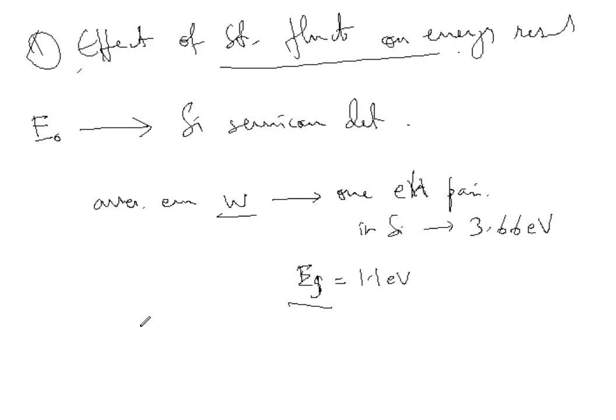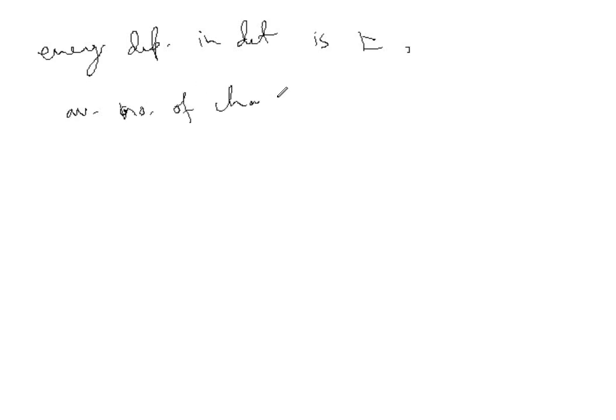So suppose the energy deposited in the detector is E, then the average number of charge carriers is how much? E by W, right?